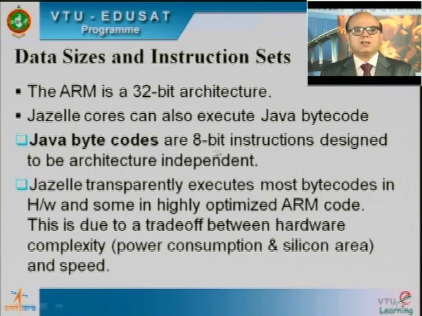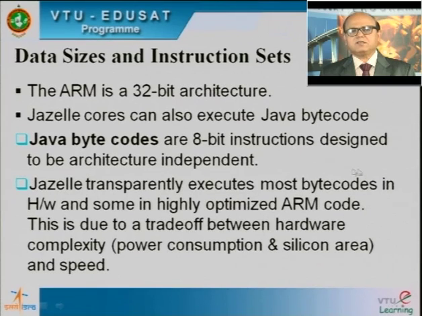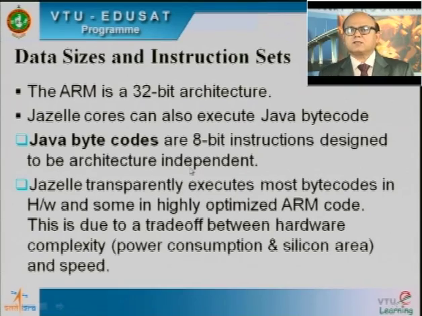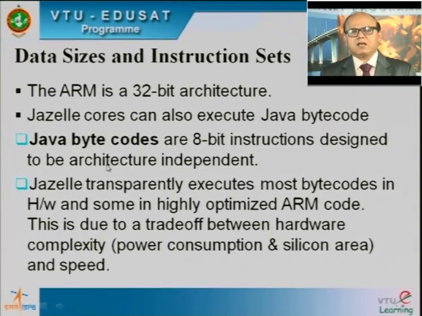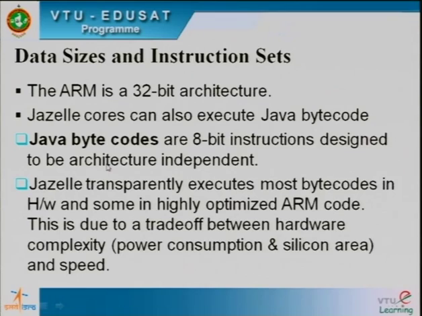Java bytecodes are 8-bit instructions, and they are designed to be architecture independent, that is, platform independent. As we know, Java is a platform independent language, so a few of the ARM cores support the execution of Java bytecodes, and these Java bytecode instructions are 8 bits wide.